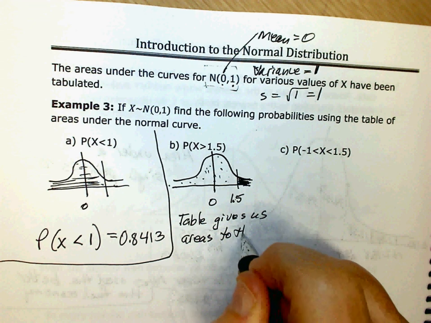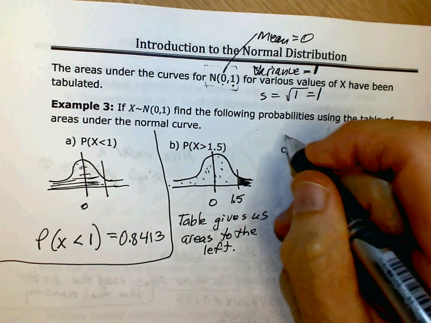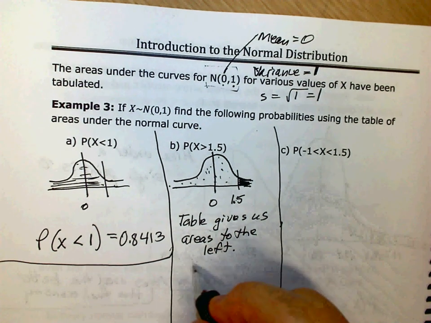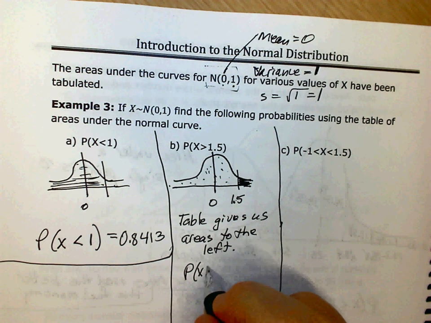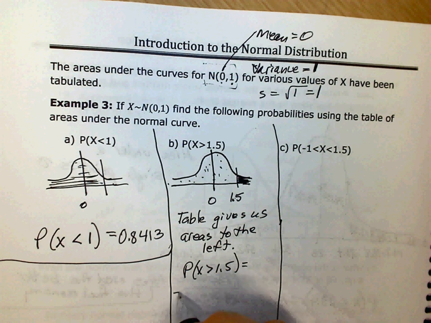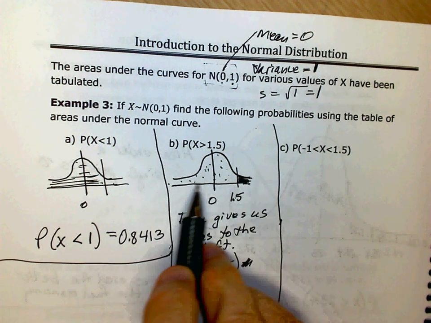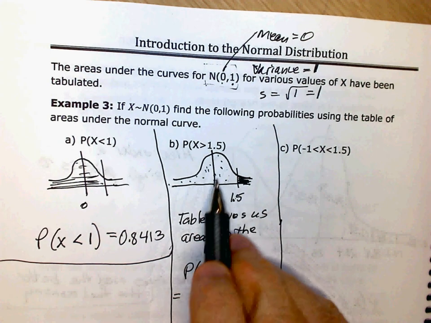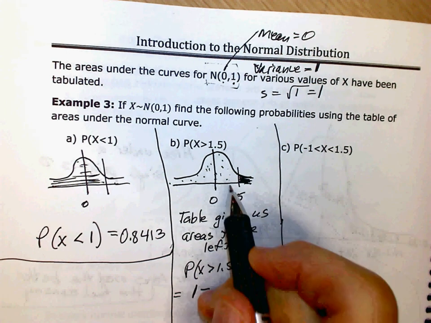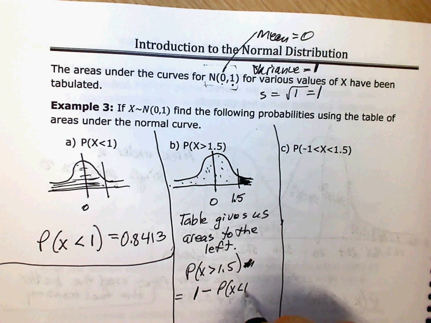So how can we do this? We're going to write down here, the probability x is greater than 1.5 is equal to what? Well, the total area is 1, right? Because probabilities add up to 1. And then we're going to subtract the area to the left, and that will leave us with the area to the right.